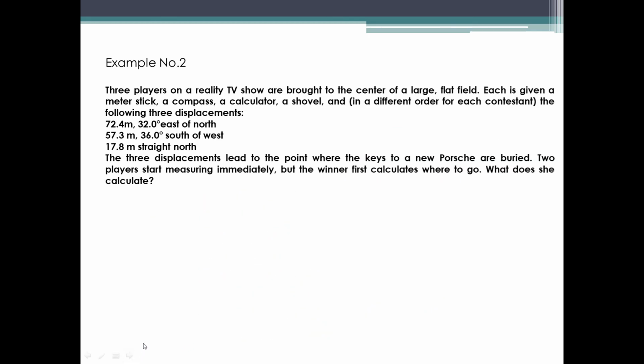Next problem, we have sample problem number 2. 3 players on a reality TV show are brought to the center of a large flat field. Each is given a meter stick, a compass, a calculator, a shovel, and the following 3 displacements: 72.4 meters, 32 degrees east of north; 57.3 meters, 36 degrees south of west; 17.8 meters straight north. The 3 displacements led to the point where the keys to a new Porsche are buried. 2 players start measuring immediately, but the winner first calculates where to go.